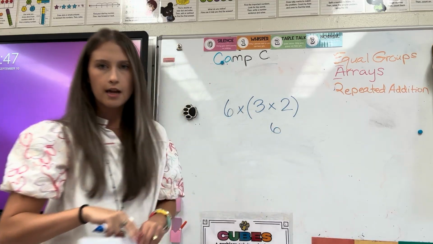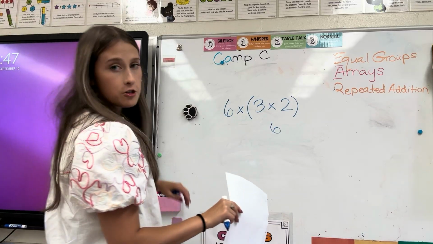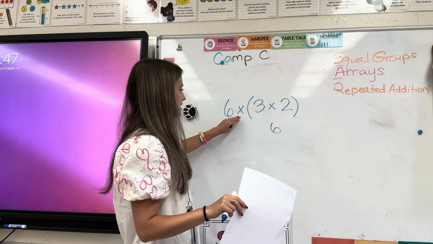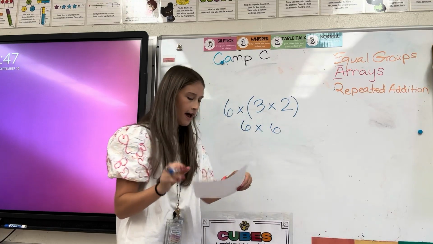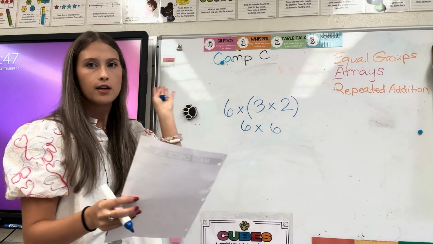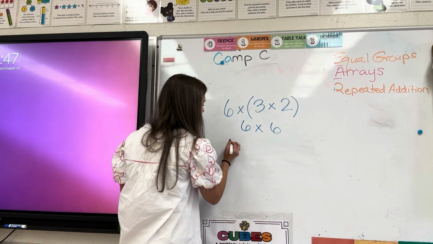But is that my answer? Am I done now? Take a look at it. What do I have to drop down? I still have this 6 times. So drop that down too. Now I have 6 times 6. You can do that. Let's do equal groups. 6 groups of 6.